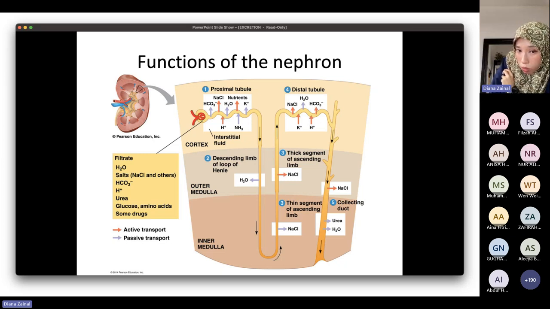Maknanya daripada darah masuk ke dalam tubule tu. Okay, and then you have the collecting duct where that is the final phase where you're going to reabsorb, secrete, semua yang berlaku kat sini, the final. Okay, and then barulah you hasilkan the urine. So over here, dia dah tunjuk dah what are the things that involve active transport, what are the things that involve passive transport. Yeah, so it's really good over here. You want to refer to this diagram.